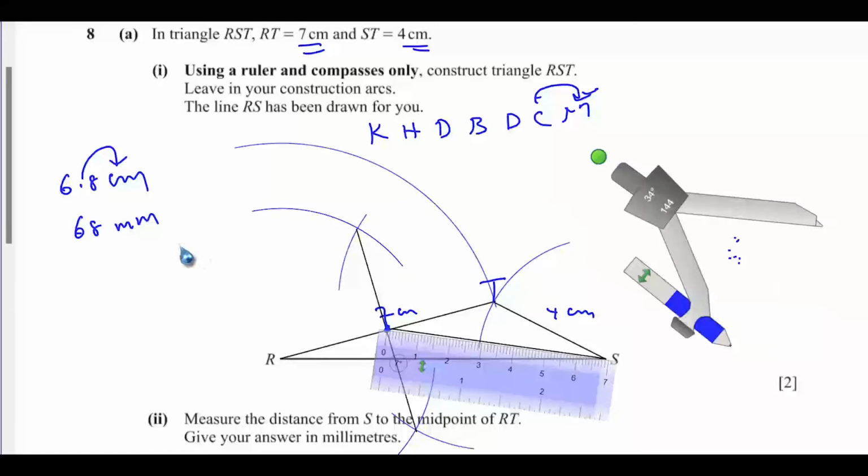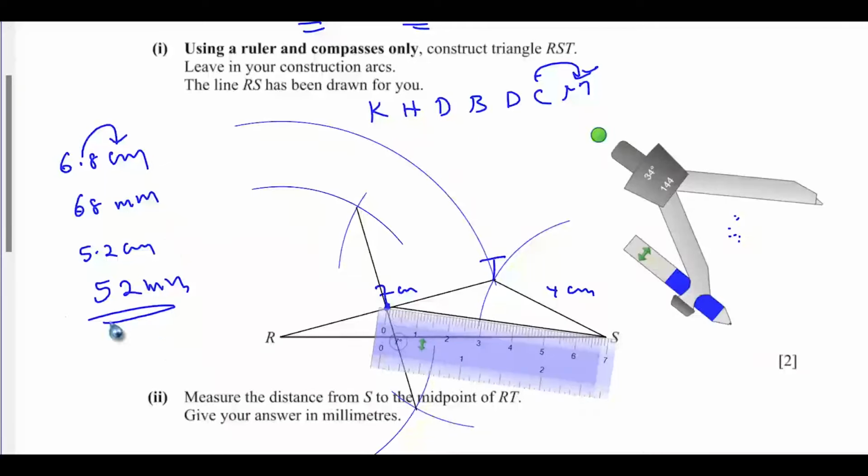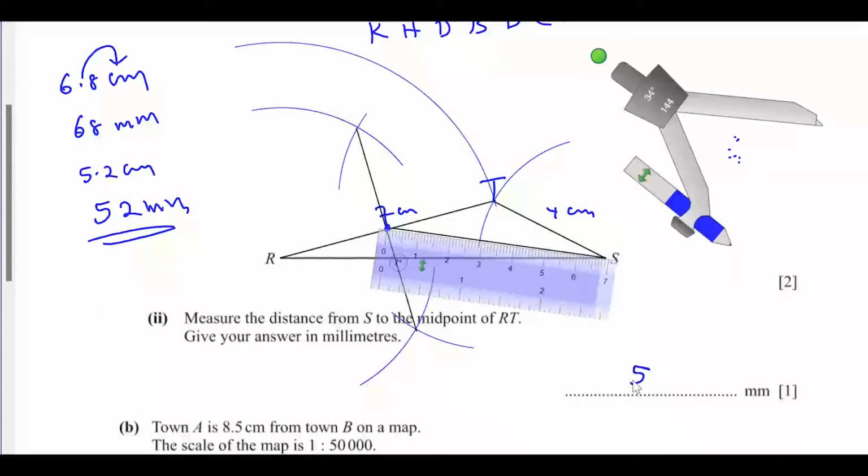But there is an error here, because on the actual paper, if you do this, your answer should be 5.2 centimeters. And in millimeters, it will be 52 millimeters, okay. But I got 6.8 centimeters because when I uploaded this paper into this application where I'm solving the problem, it magnifies the page, so it becomes larger. So that is why I got 6.8 centimeters, okay. So that is the error. But if you practice it on the actual paper, you should get the length to be 52 millimeters. So that is the reason I have 68 millimeters, but the actual answer should be 52 millimeters or thereabouts, okay.